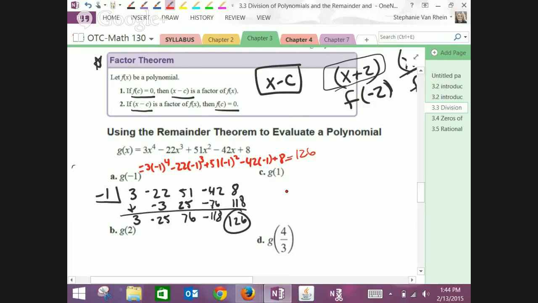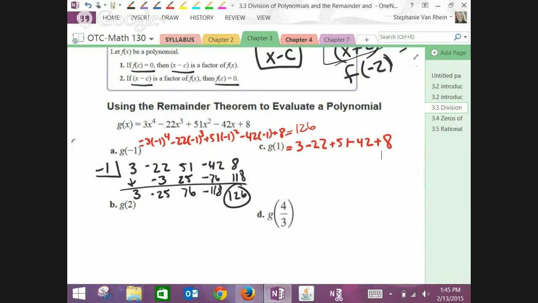So G of 1, you have two methods. We could split the classroom into halves and say, one of you do it by plugging it in, the other one do it by synthetic division, and see which one's faster. If I plug in G of 1, that's going to be 3 minus 22 plus 51 minus 42 plus 8, because 1 to any power is 1. Or I can do synthetic division.